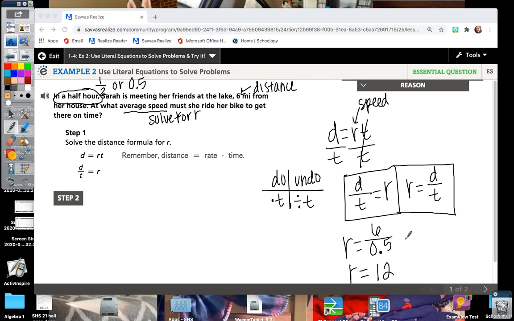Don't forget, anytime you have word problems, you need to write it with correct units. That just means what is 12. If we're solving for average speed, that's going to be her miles per hour because it had 6 miles and then half an hour. So miles per hour. So you can solve for r and then plug your numbers in and put it in the calculator.